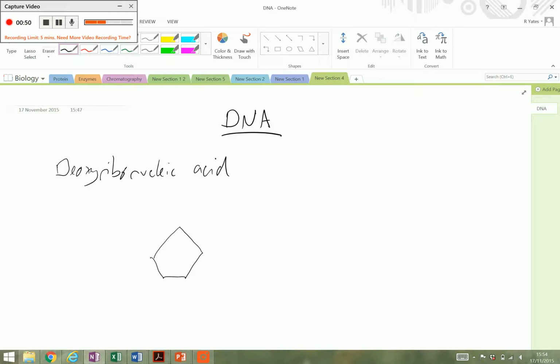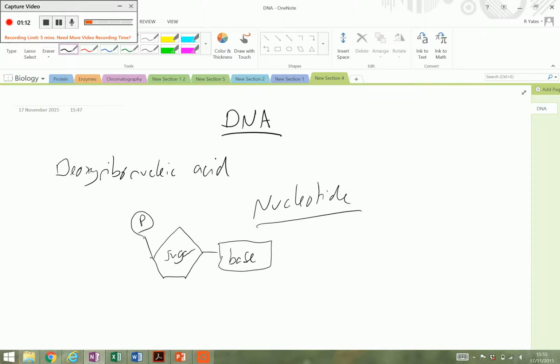It's a 5-carbon compound, and that sits wedged between the base, so sugar, and up here is a phosphate molecule. And that is a nucleotide. Another nucleotide. The phosphate group is negatively charged, and it gives the DNA its acidic properties.